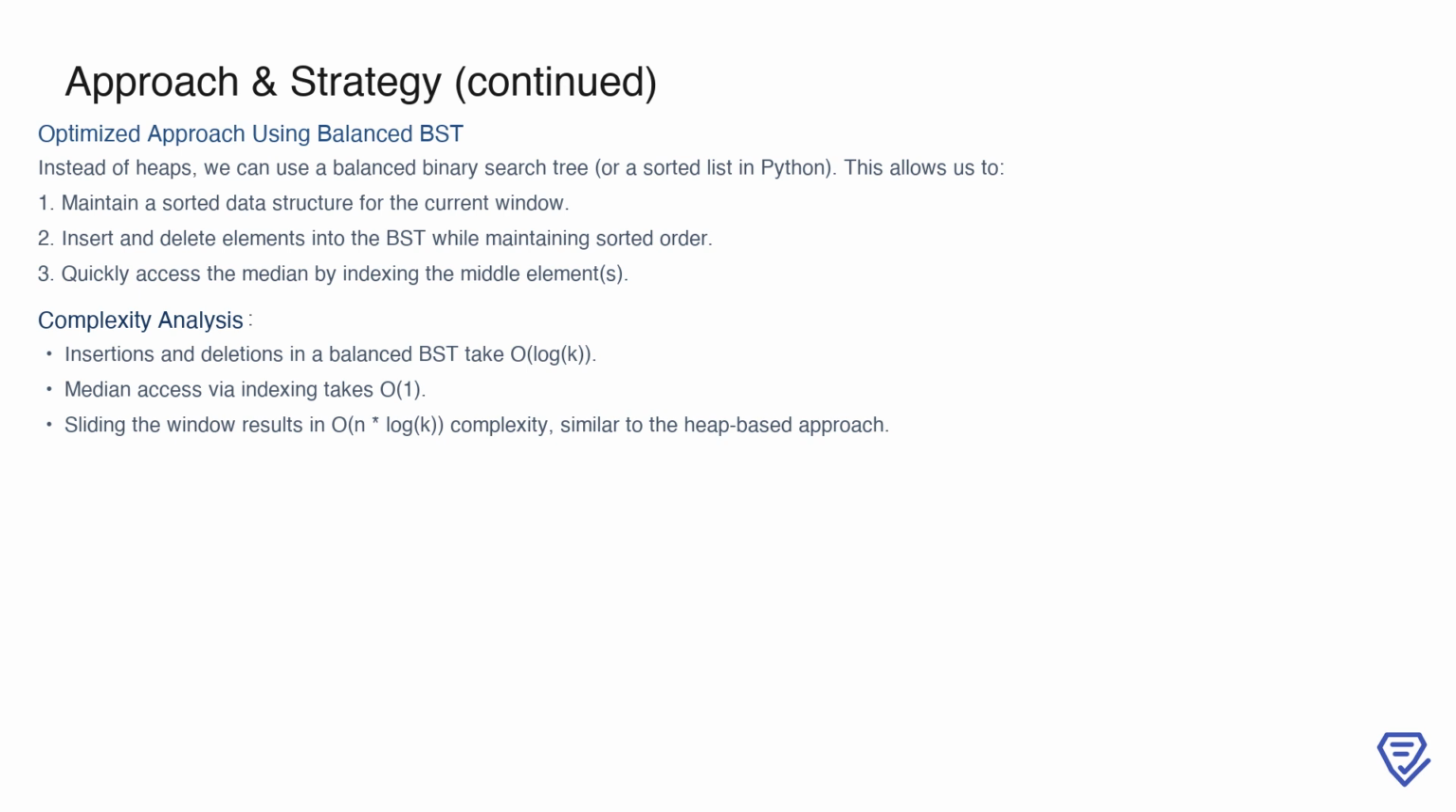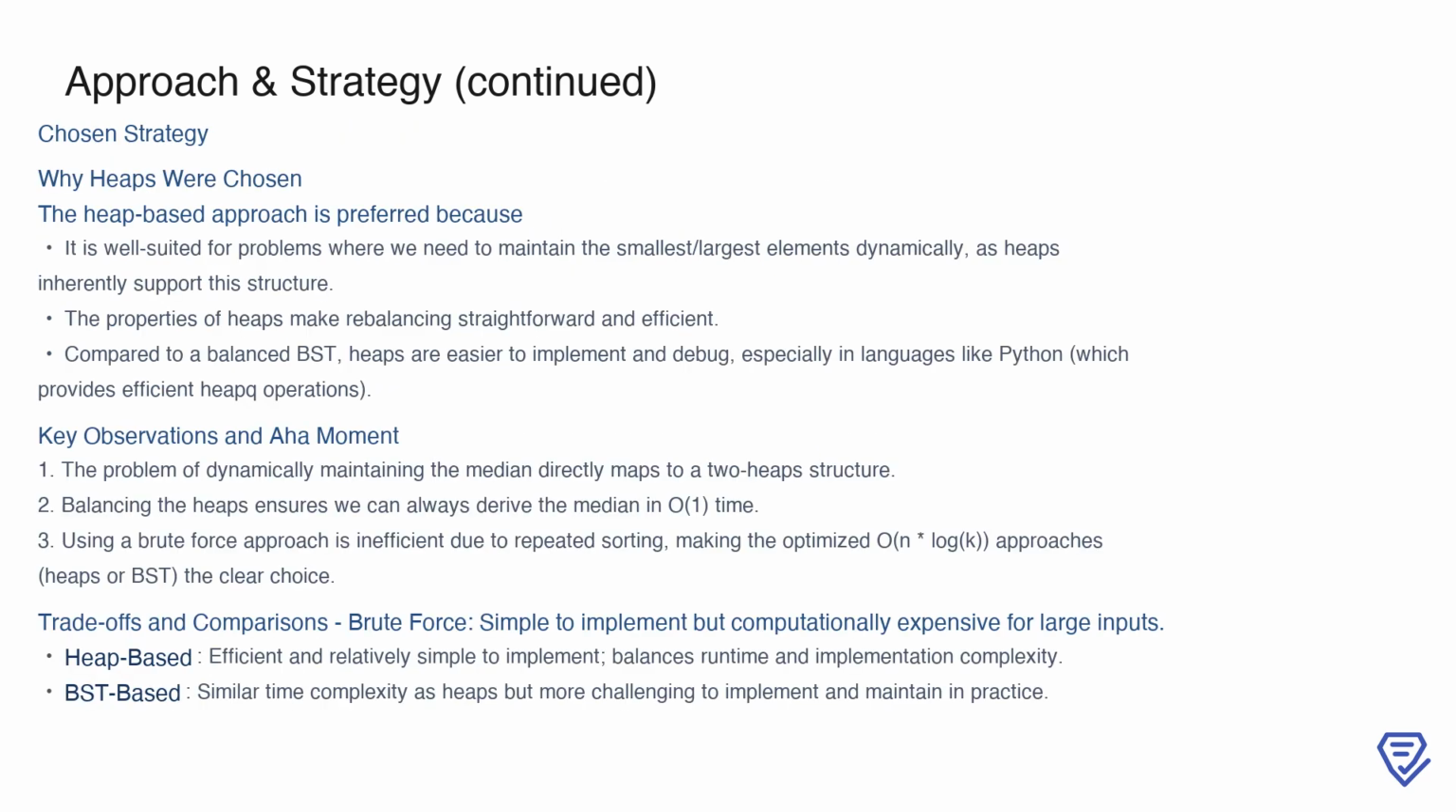However, implementing and maintaining a balanced BST often requires more effort and careful handling, especially in programming languages without built-in support for such structures. Among the different strategies, the heap-based approach stands out as the most practical choice. Heaps are particularly well suited for maintaining dynamic sets of the smallest or largest elements, which is exactly what this problem requires. The inherent structure of heaps allows for straightforward and efficient rebalancing, making them easier to implement and debug, especially in Python, where the heap module provides robust support for heap operations.